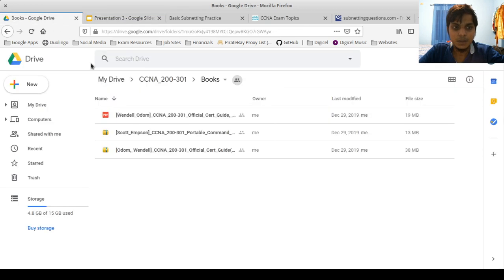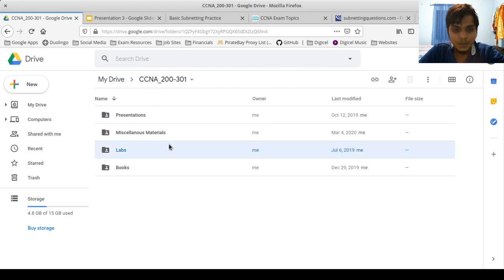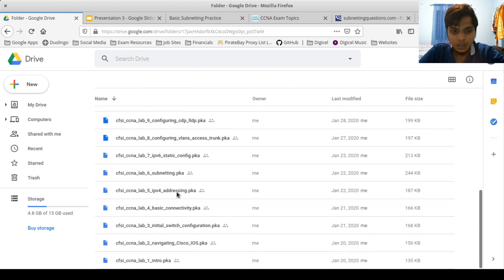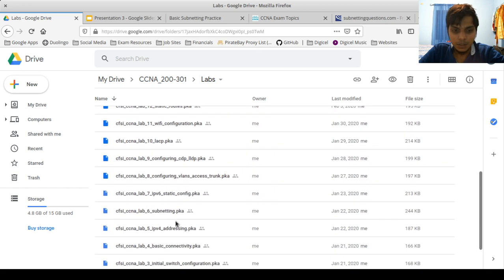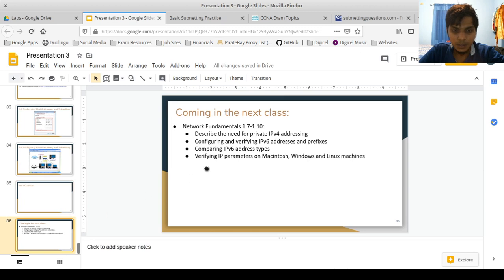Right, so that's it for this class. Make sure you do lab 5, which was IP addressing. In the next class, next week, we'll be covering some more topics in the network fundamentals module, which is describing the need for private IPv4 addressing, and then configuring and verifying some IPv6 addresses and address types, and then we'll be verifying IP parameters on our favorite types of machines.